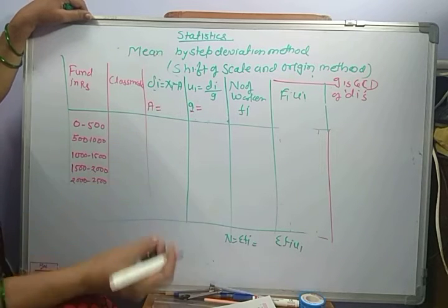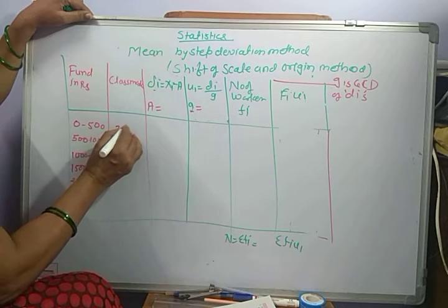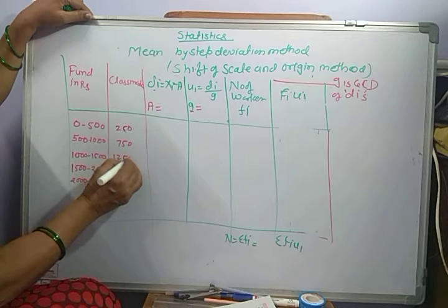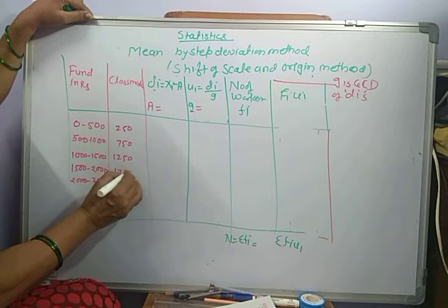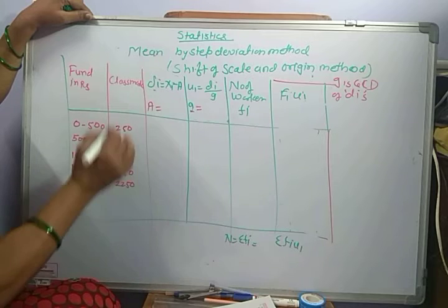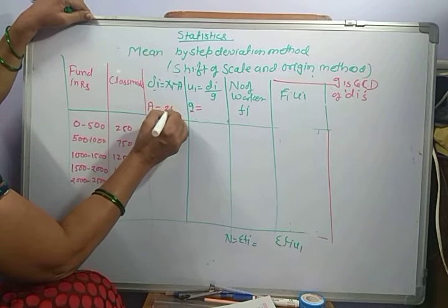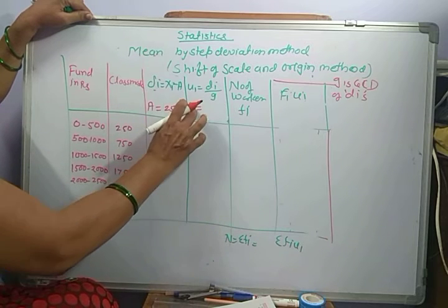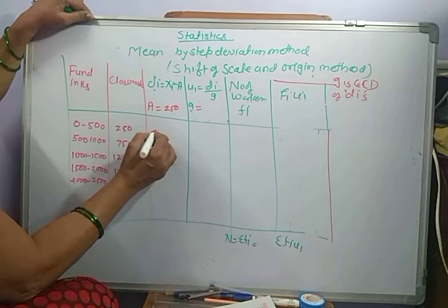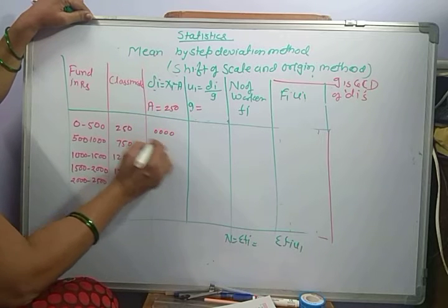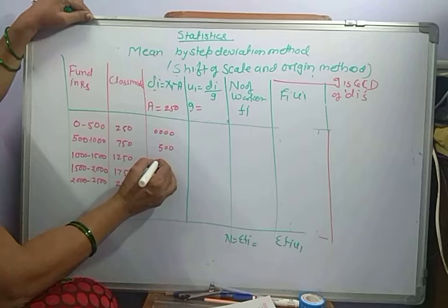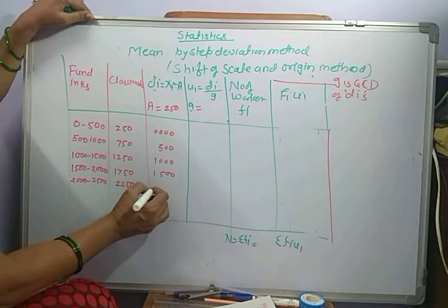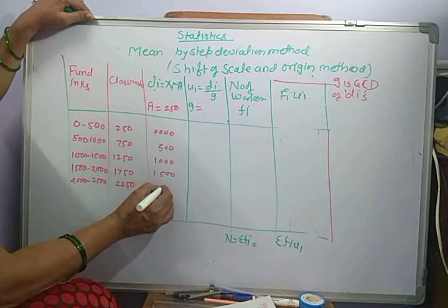So what are the class marks? As we have said earlier, it is 250, 750, and 500 added to each: 1250, again 1750, 2250. Let us take A equal to 250, one of the class marks, to avoid negative calculations. So A is equal to 250. Here comes 0, here comes 500, here comes 1000, here comes 1500, and here comes 2000.